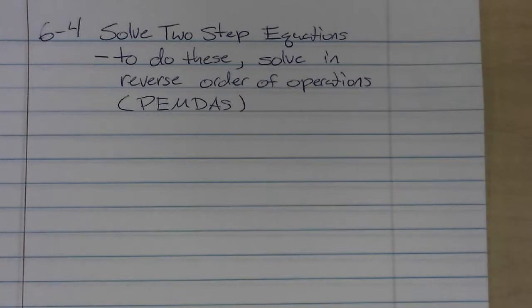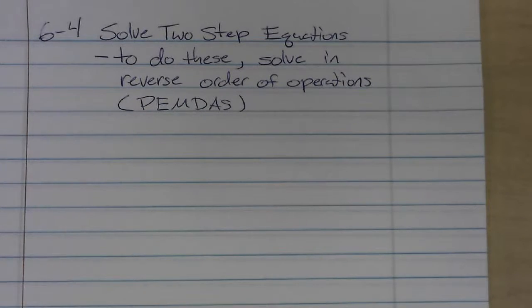Alrighty, boys and girls, today we are working on Chapter 6, Section 4, Solve Two-Step Equations. Okay, so first of all, they call them two-step equations because, guess how many steps it takes to solve them? 2. So, in order to do these, you're going to solve them in the reverse order of operations.